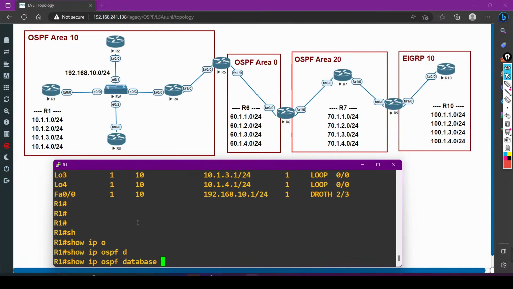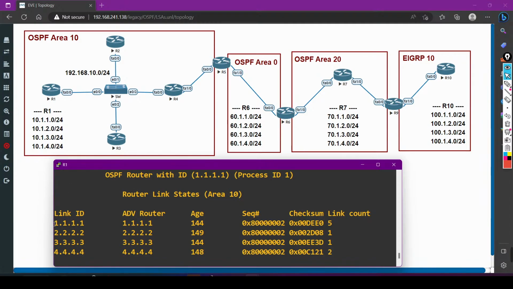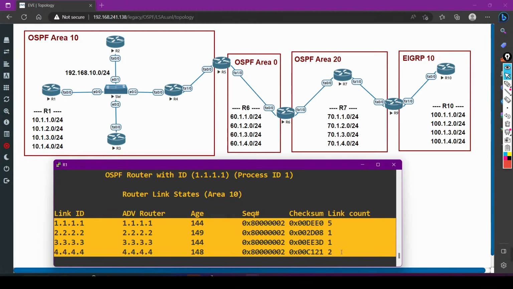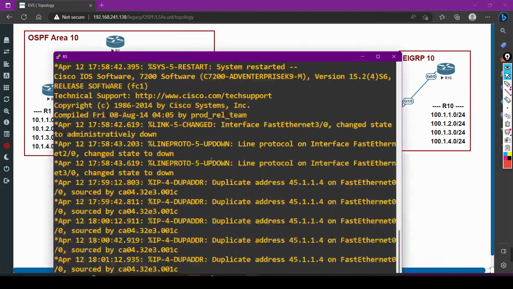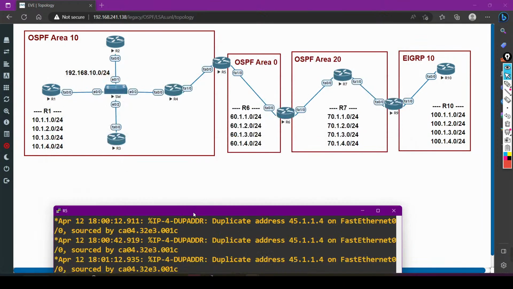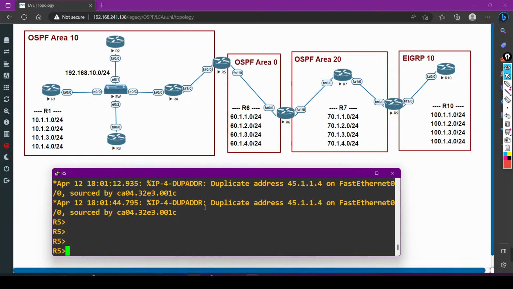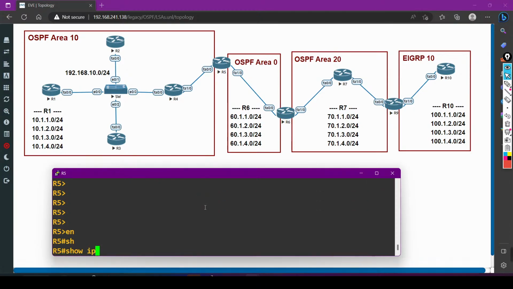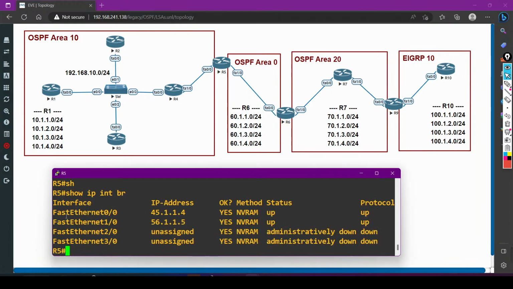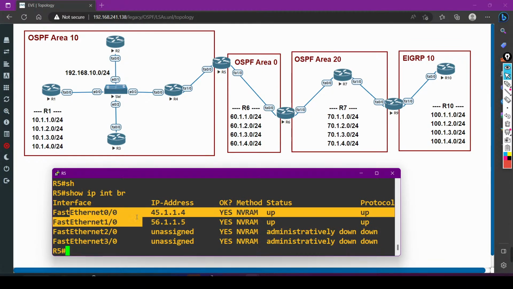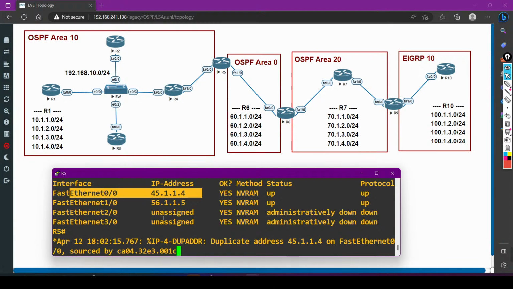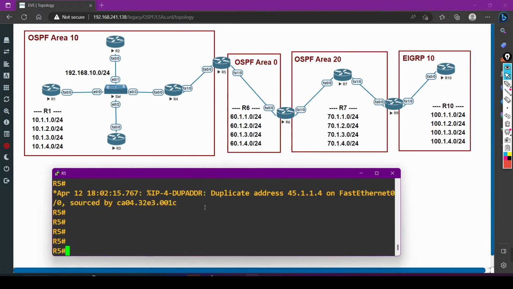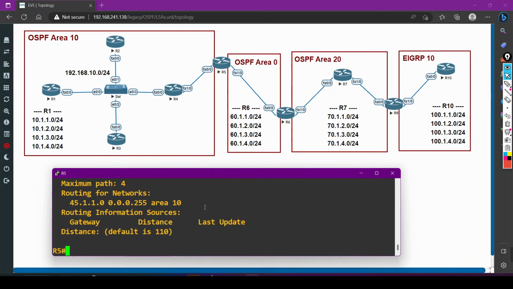So show ip ospf database. How many LSA 1 is there? Only 4. So let me check the configuration of router 5. I think I have not configured router number 5 till now. Enable. So show ip interface brief. Here I am running IP 45.1.1.4, and here I am running IP 56. I am running OSPF.